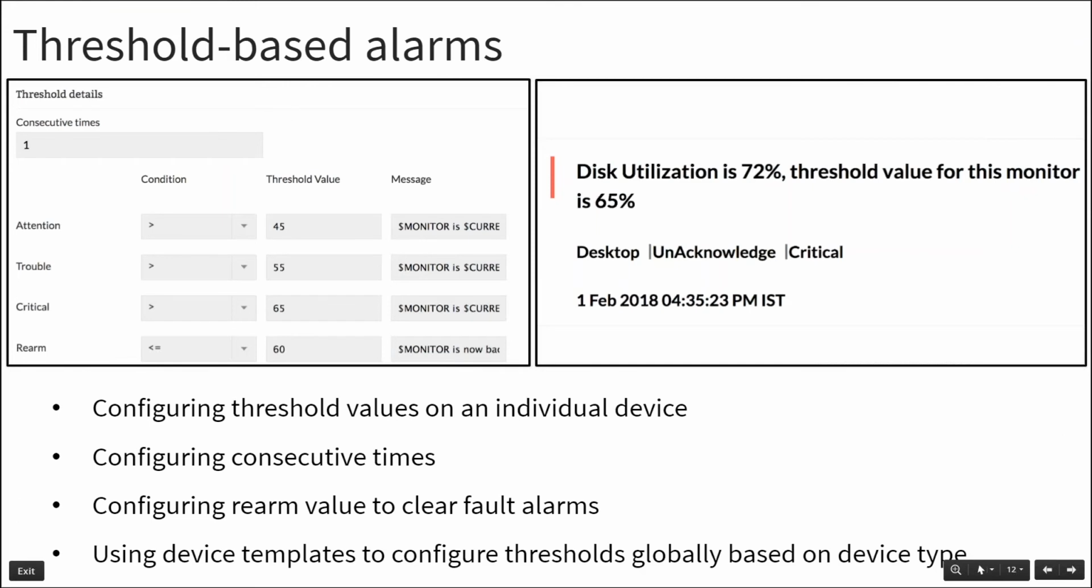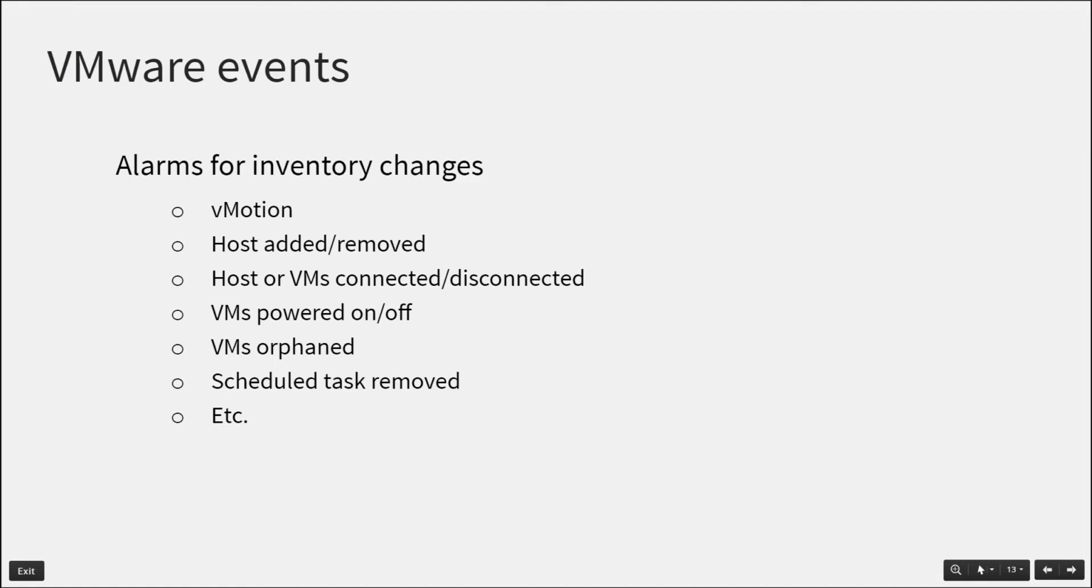So this is what we saw right now. And next we are going to talk about the VMware events. The VMware events, say you wanted to monitor or you wanted to get an alarm triggered for inventory changes like vMotion. So when the vMotion happens, the guest VM will move from one ESX server to another host. So in that case, you want to capture that event, and you want OpManager to trigger an alarm for that. You can configure that in OpManager.